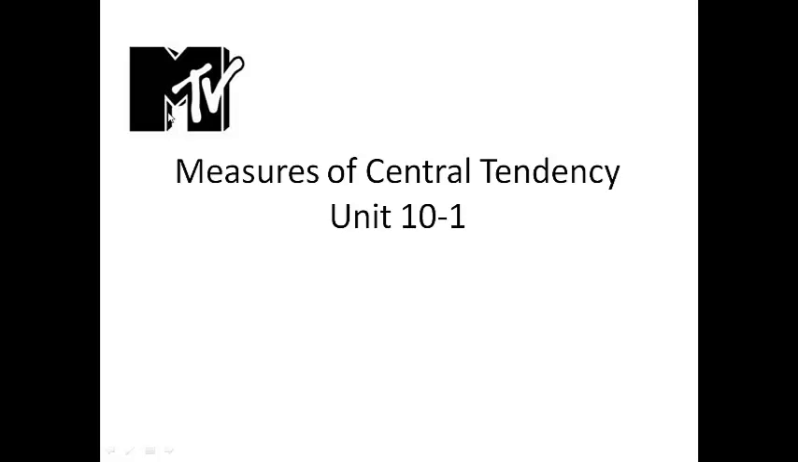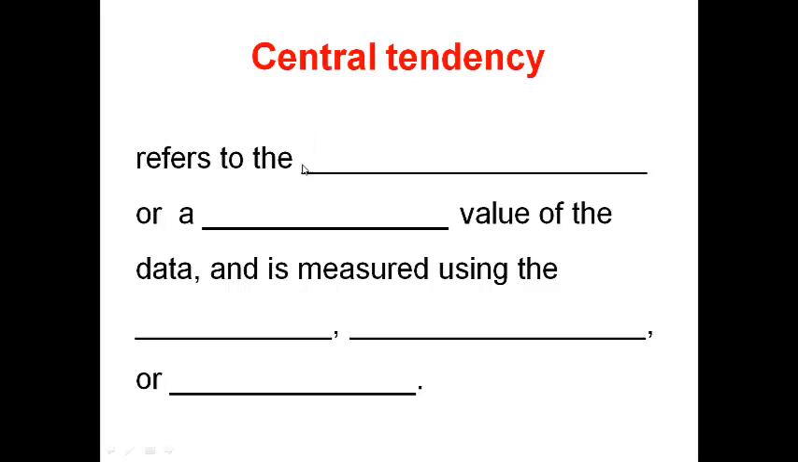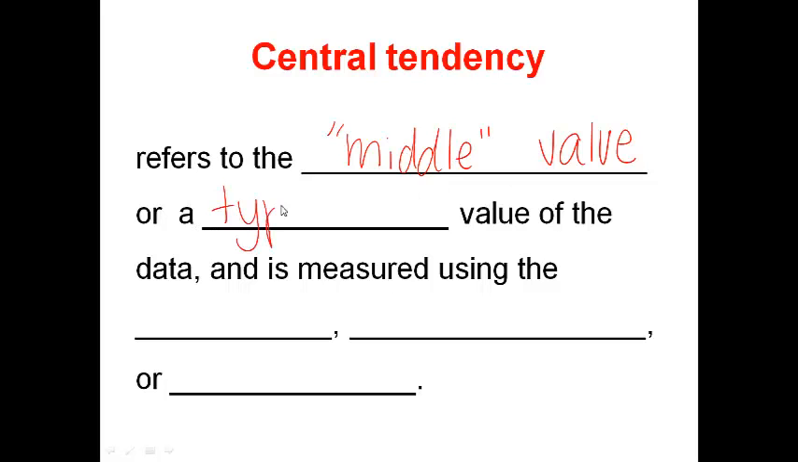I know it's been a while, but today we're going to be talking about the measures of central tendency. Now that sounds funky, but I promise it's really not. Let's talk about some vocabulary. Central tendency, that funky word, refers to the middle value or a typical value of the data. And it's measured by using the mean, median, or mode.